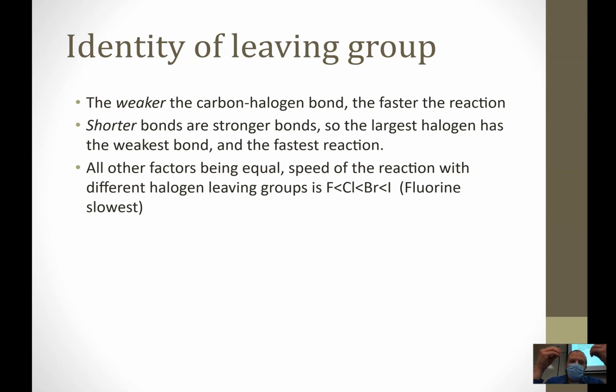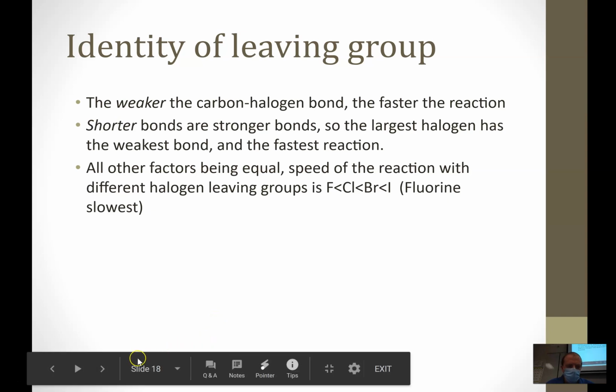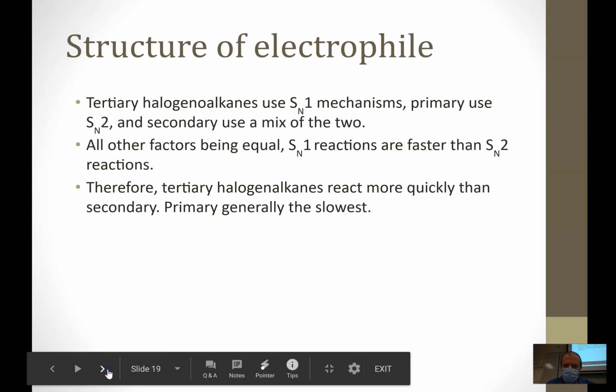So that's called the leaving group. One of the things that affects how fast this reaction goes is the leaving group. Iodine is the best and the fastest. Fluorine is the slowest. So that's one factor that we could look at. And I would suspect you'd have a hard time getting fluoroalkanes to do much of anything with this.